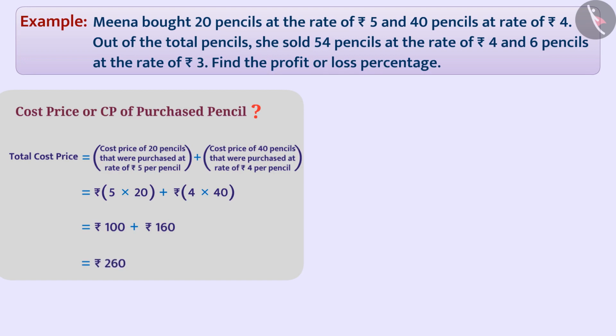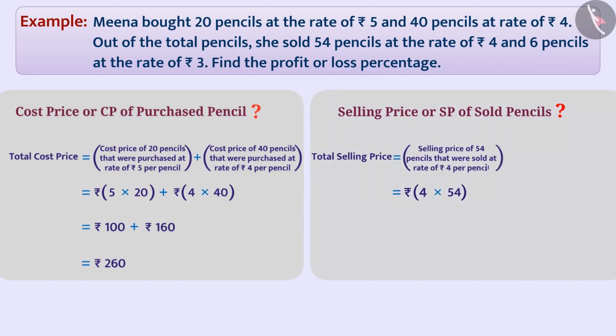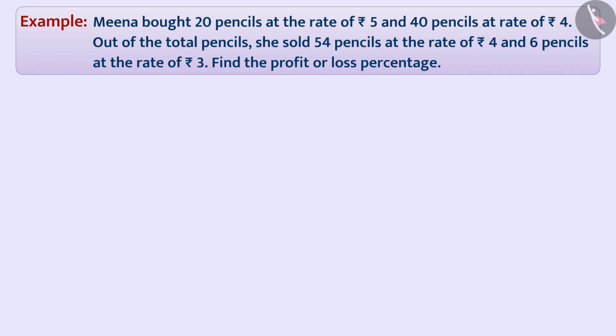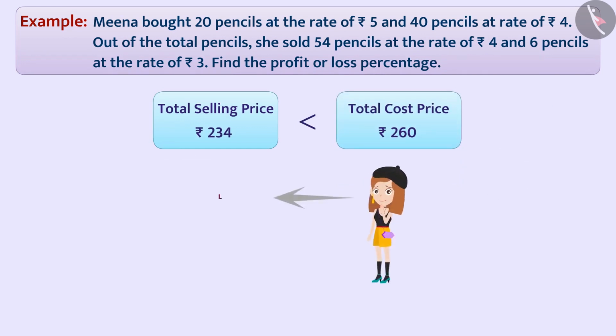Similarly, let's find the total selling price of the pencils. Total selling price is equal to the selling price of 54 pencils that were sold at the rate of rupees 4 per pencil plus the selling price of 6 pencils that were sold at the rate of rupees 3 per pencil, which is equal to 216 rupees plus 18 rupees, which is equal to 234 rupees. Here we see that the total selling price is less than the cost price, so we can say that in this situation, Meena has incurred a loss.